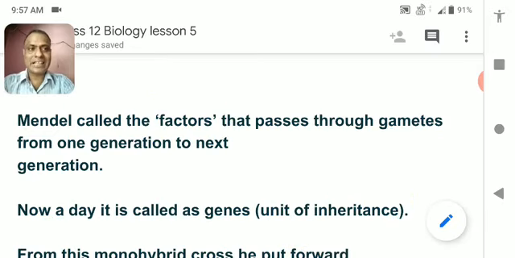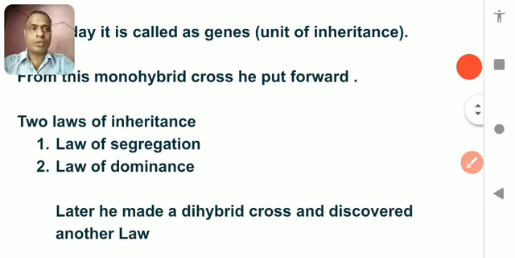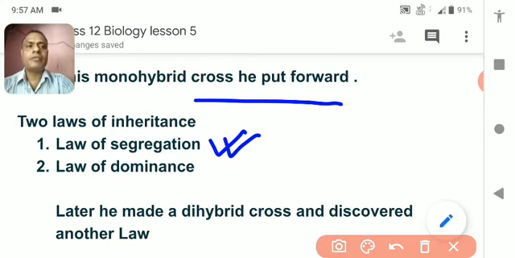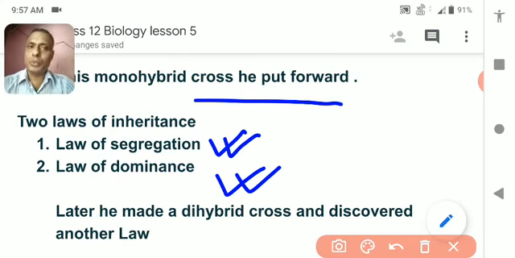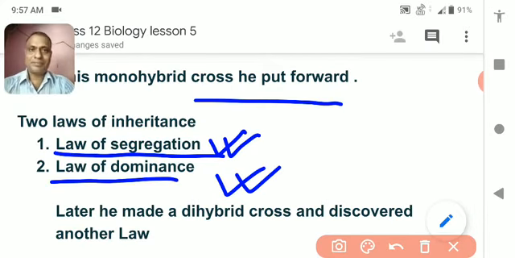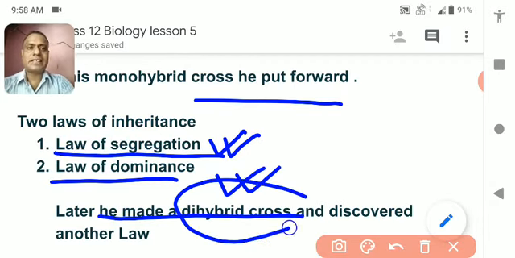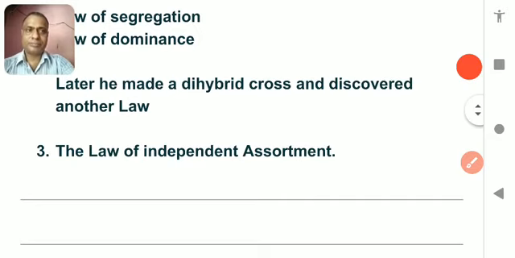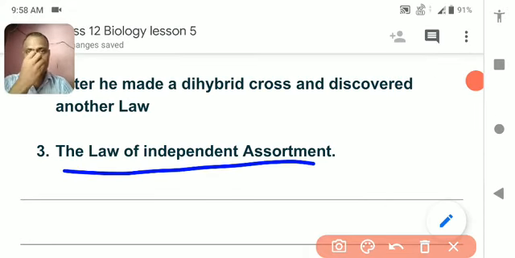I think you are understanding. From the monohybrid cross he put forward, he discovered two laws: the law of segregation and the law of dominance. After that he made another cross, that is the dihybrid cross. By this dihybrid cross he discovered another law, the third law, the law of independent assortment.